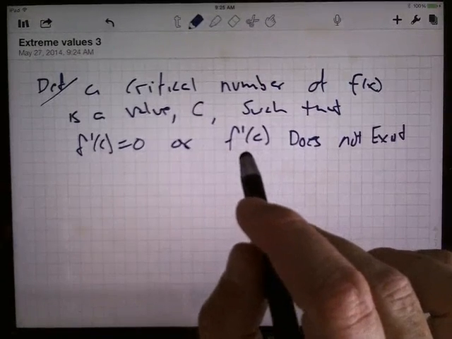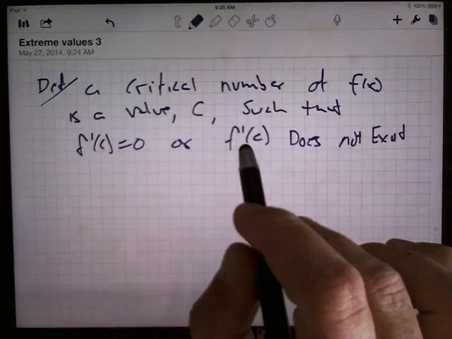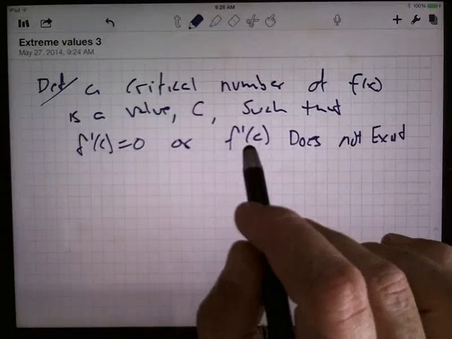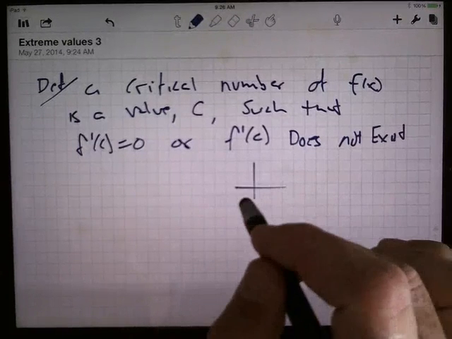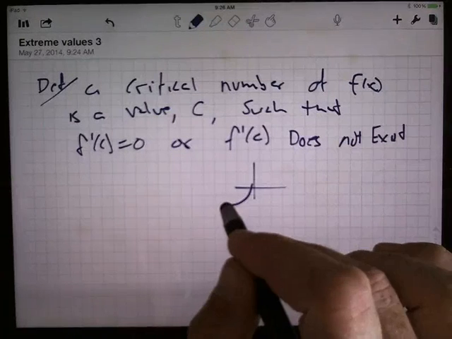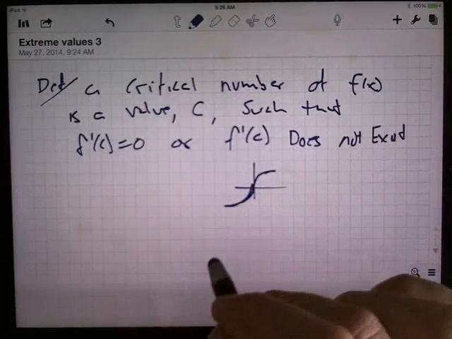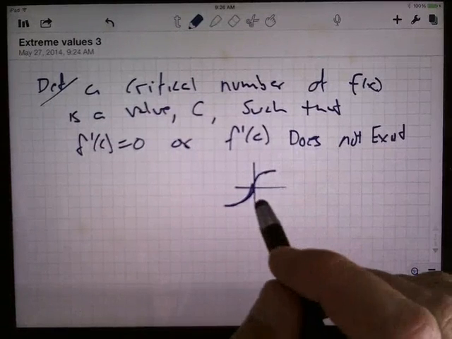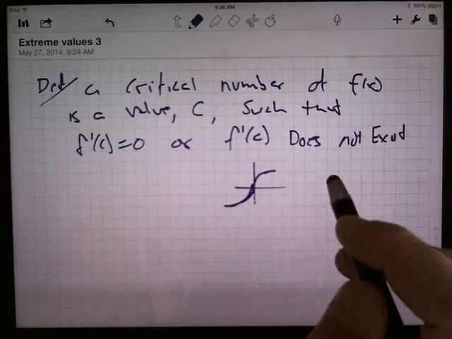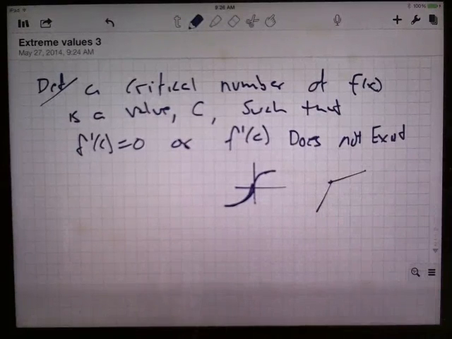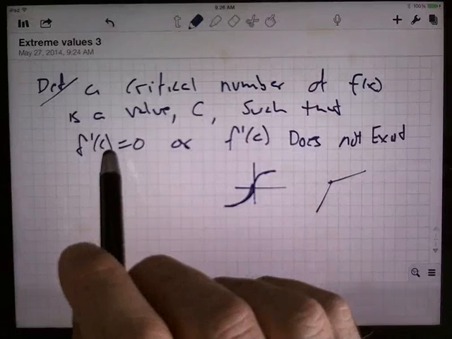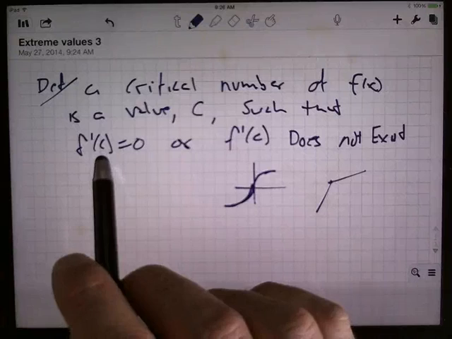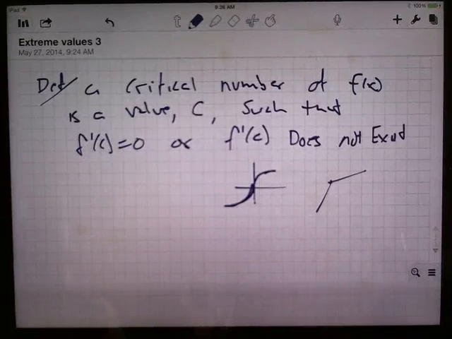Now the derivative doesn't exist for several reasons. You might have a sharp corner, you might have a vertical tangent line, right? Y equals x cubed, for instance. There's nothing that goes wrong with the function itself there, but the tangent line is vertical, and so the slope of that tangent line is undefined. Anyway, that's one way. You could have a sharp corner. That's another way that the derivative might not exist. So any value, so this is an x value. The critical number is an x value where either the derivative is 0 or the derivative doesn't exist.